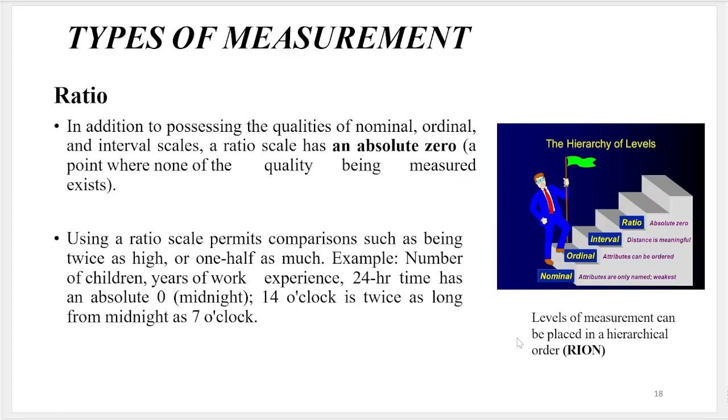Ratio measurement is the highest level of measurement, as it includes all the properties of nominal, ordinal, and interval scales, but with the added feature of a true or absolute 0 point, meaning a complete absence of the variable being measured. This allows for meaningful comparisons such as twice as much or half as much, which is not possible in other scales. For example, variables like number of children, years of work experience, or time on a 24-hour clock, where midnight represents 0, all use ratio scales because 0 has real meaning.